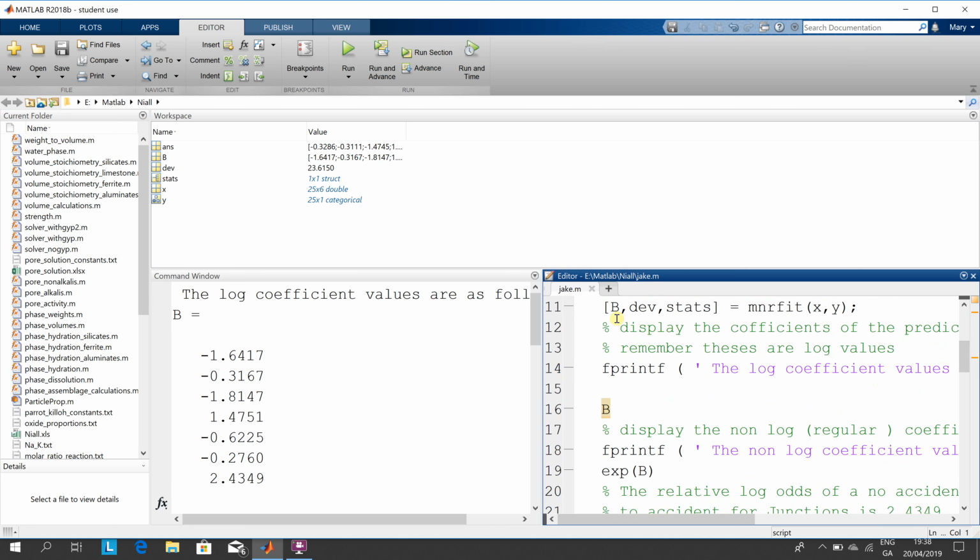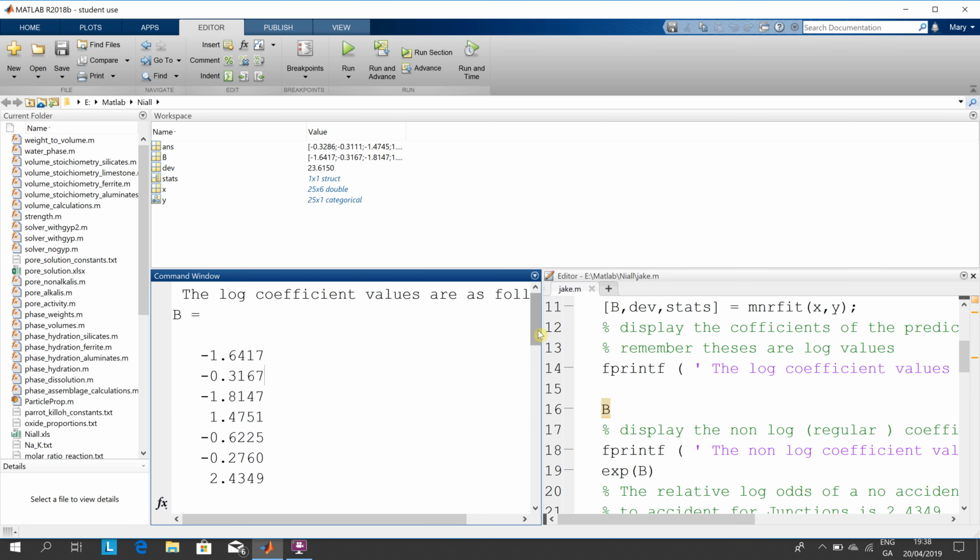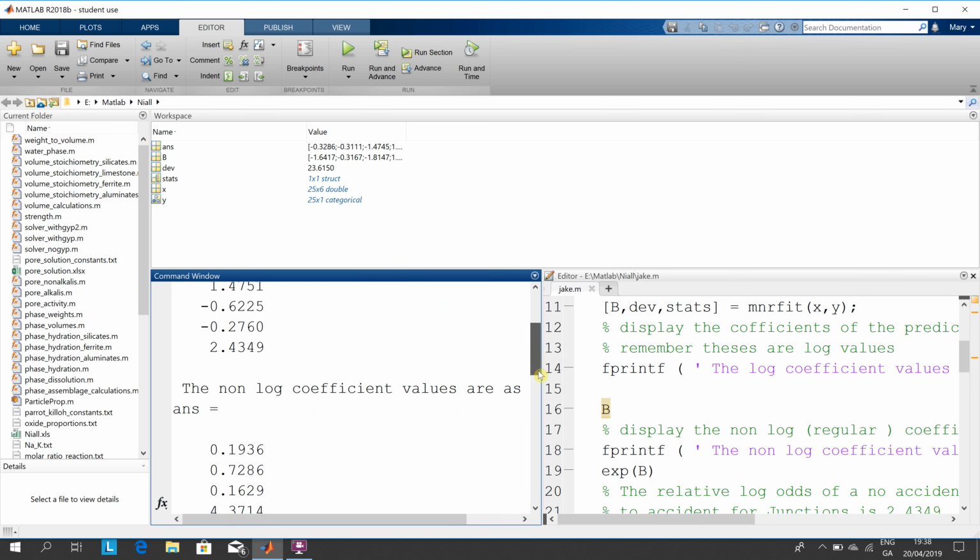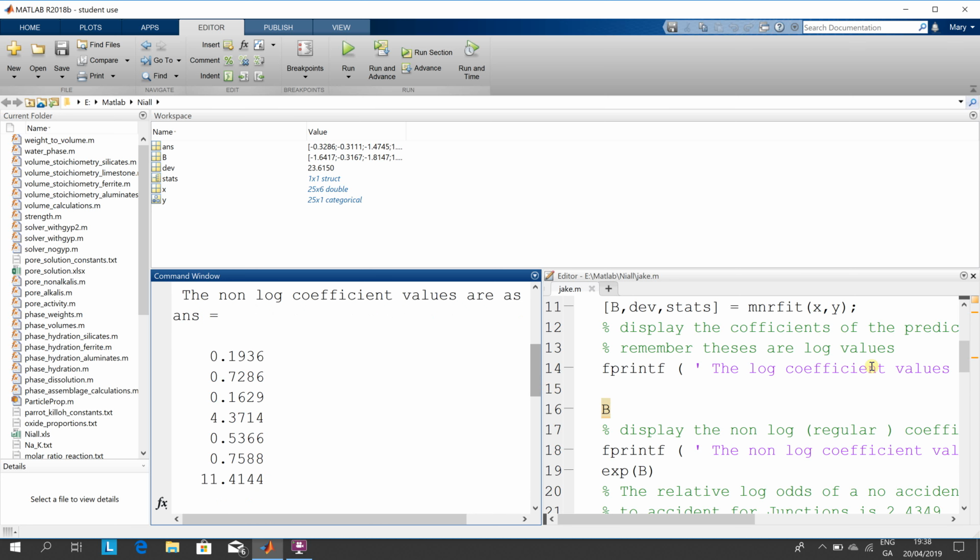So I got B, I got the deviations, and I got the stats from the mnrfit over here. So remember, this one is the constant. This is the first X, the second X, the third X, the fourth X, the fifth X, and the sixth X. So these are the log slopes, the log coefficients. Scroll down just a little bit here.